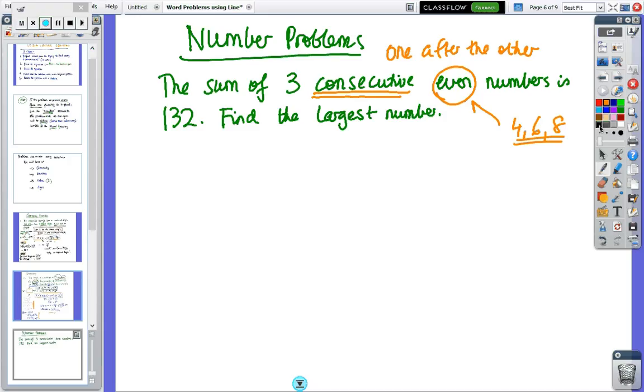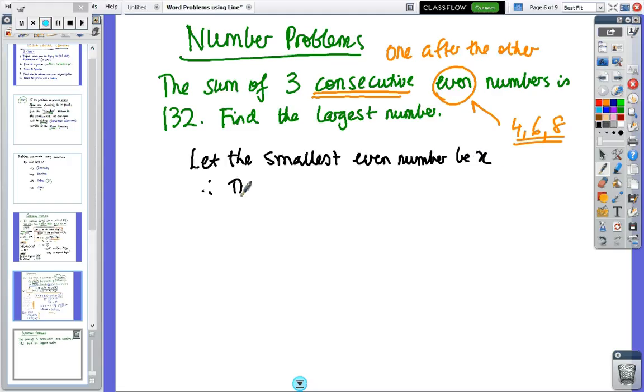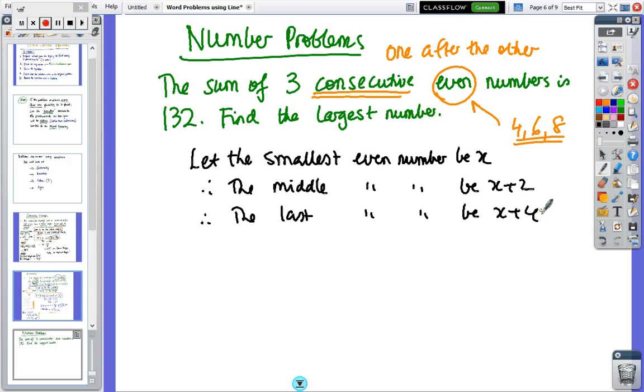So what's the smallest number? Well, we don't know. So we'll say, let the smallest even number be x, the middle even number will be 2 more, and the last even number will be x plus 4, because they're going up in 2s. So it starts with 4 or 6, whatever, but it's going to go up in 2s. So I've defined the pronumerals. Now I have to form the equation.